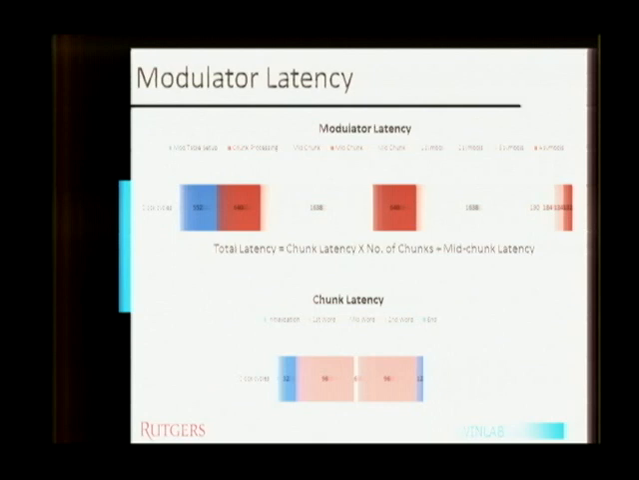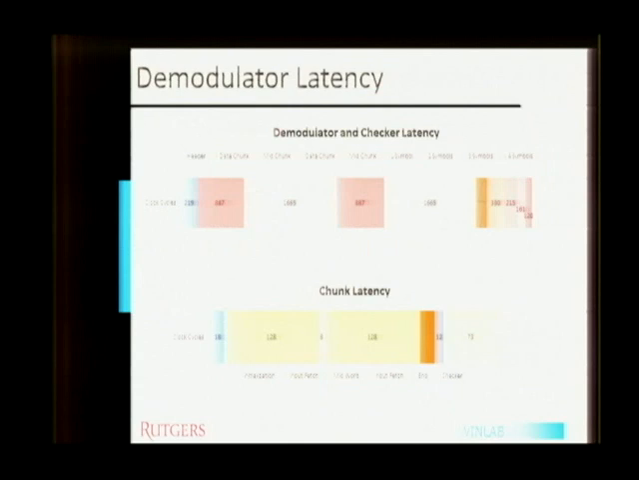The numbers are for byte light. And when you look at chunk latency, we have 32 cycles for initialization, and then 96 clock cycles go for one word, that is a 132-bit word. We'll come into these details in the next slides. Similarly, for demodulator latency, we have a constant time taken to parse the header. We have 887 clock cycles for one chunk, and again the mid-chunk latency.